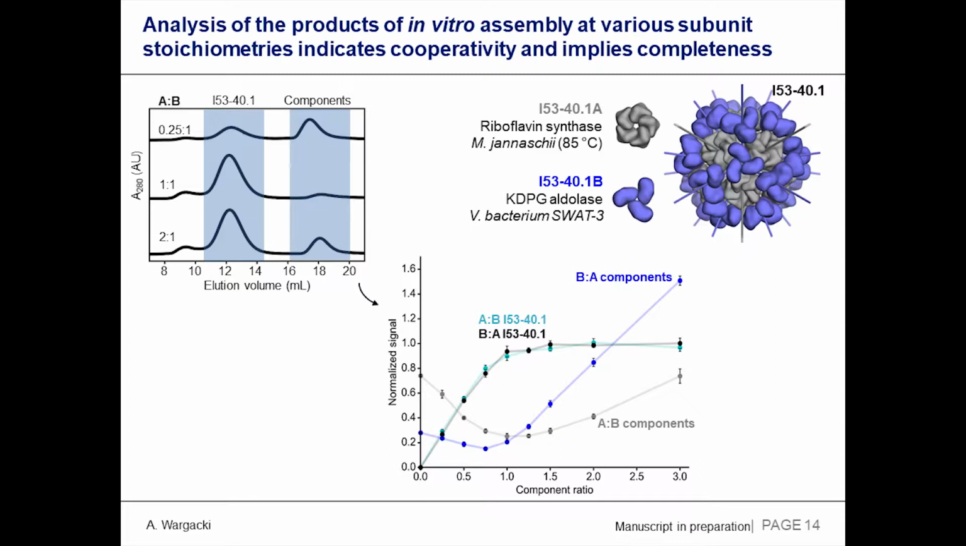And then if you run them over a sizing column, you can say, okay, how much nanoparticle do I get out of this? And how much residual component do I have left over? When you do this, what you find is that you get this linear increase in particle up to 1 to 1, and then it flattens out. This is indicative of a cooperative process that's yielding complete assemblies. It doesn't appear that there's any partial assemblies here. The minimum near 1-to-1 for the residual components also supports that.